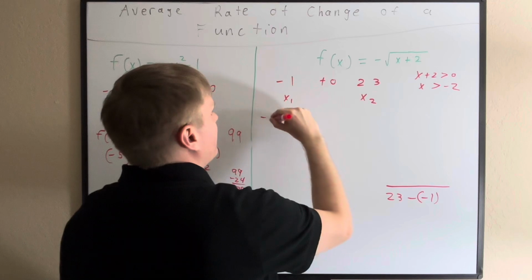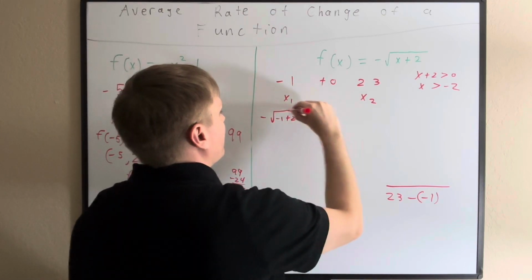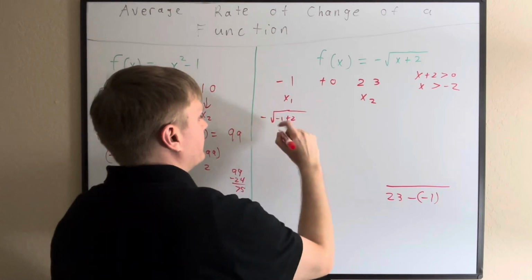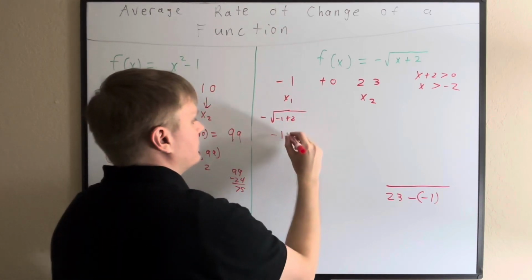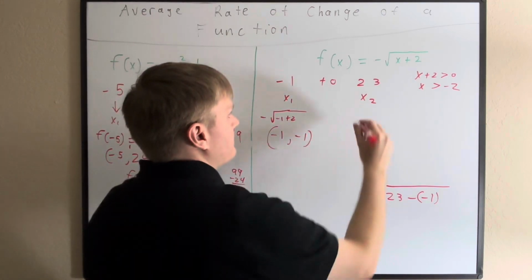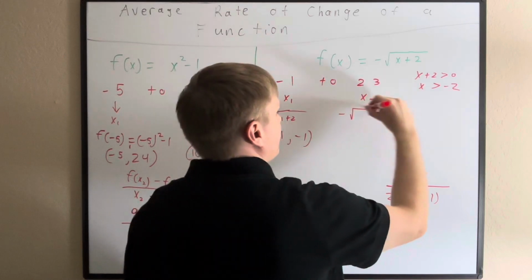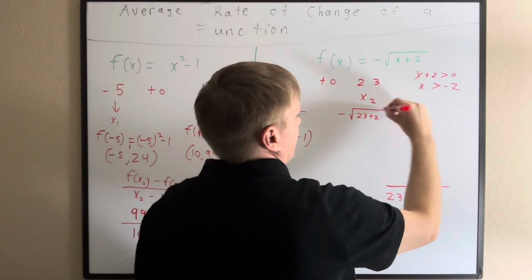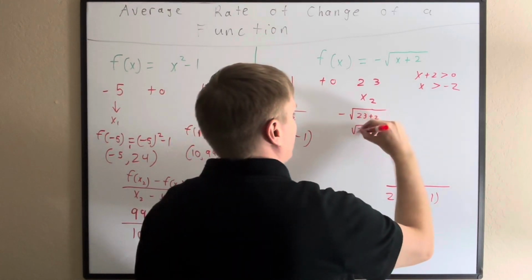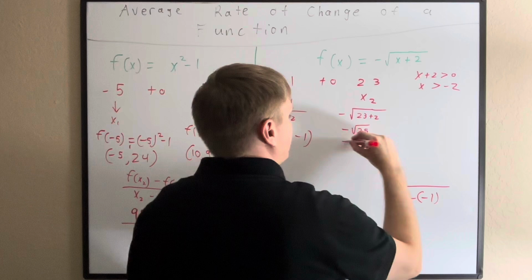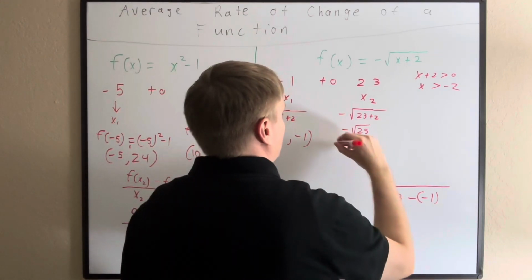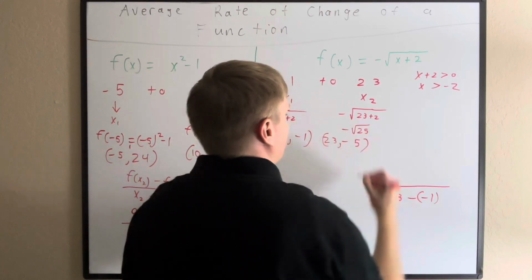When we put in -1, what do we get? -1 plus 2 is 1. Square root of 1 is 1, and then there's a negative out front of it, so we get -1 out. So -1 in, -1 out. That was easy. Now 23. 23 plus 2 is 25. Square root of 25 is 5, so we get -5 because we have the negative out front. So input is 23, output is -5.